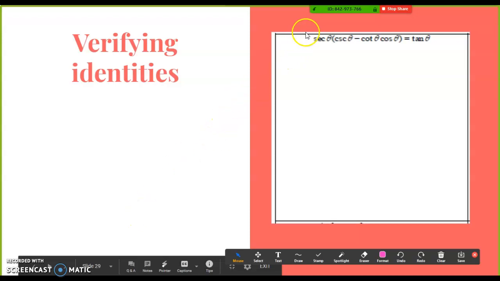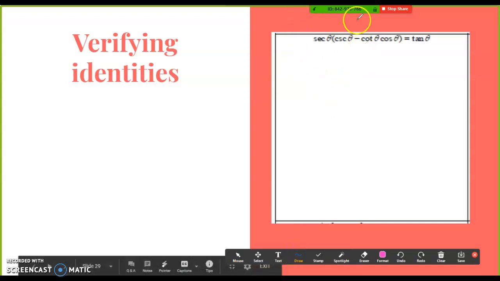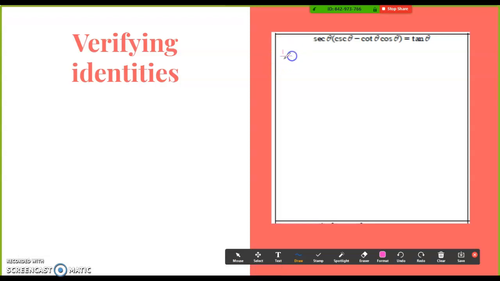All right, let's verify that the secant of theta times the cosecant of theta minus cotangent of theta times cosine of theta is equal to tangent of theta. Here we go. First thing I'm going to do is turn both sides in terms of sines and cosines.